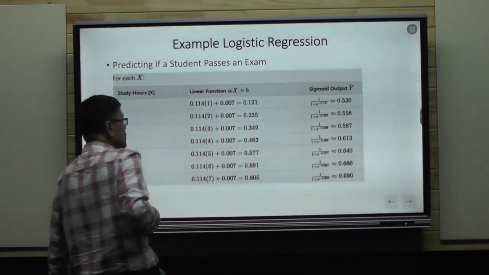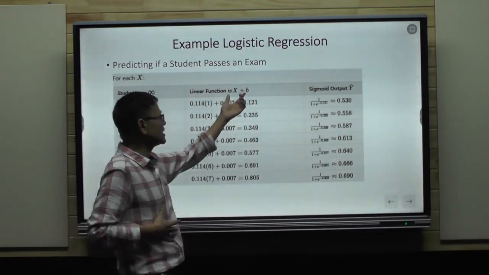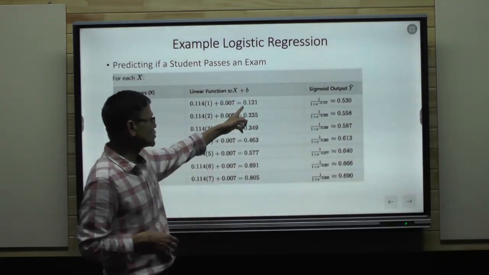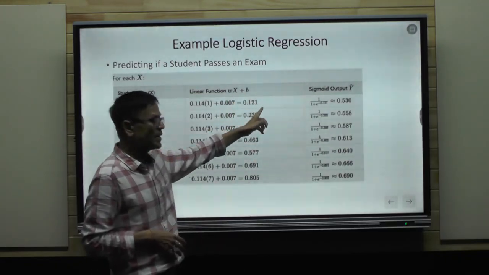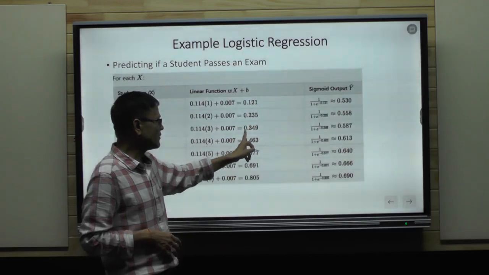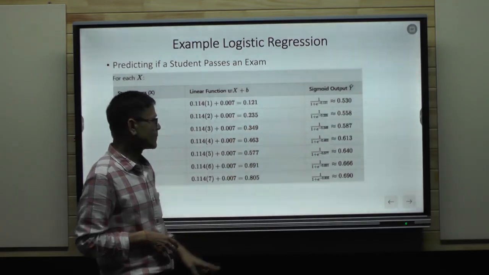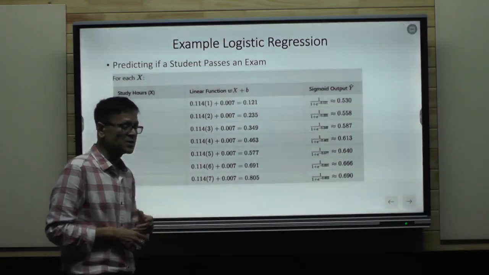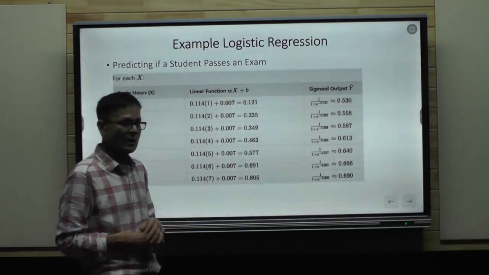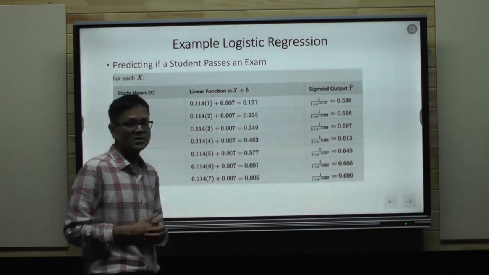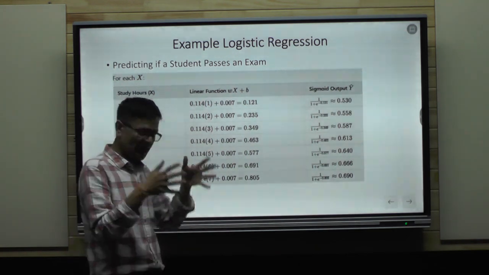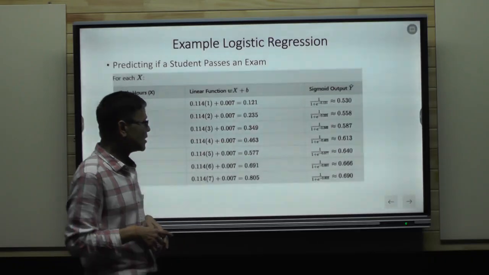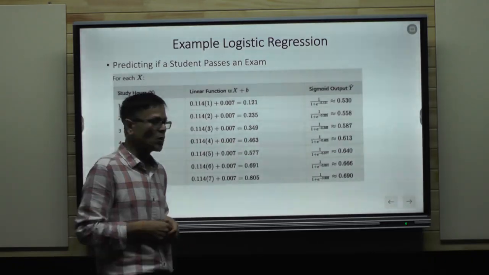So putting that into the equation, the linear function Wx + B evaluates to 0.21, 0.235, and so on. Whenever you are solving a logistic regression problem or doing the computations, always use tables. That summarizes everything in one place rather than scattering it throughout the copies.